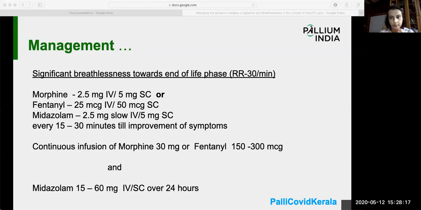This can be repeated every 15 to 30 minutes till the situation or condition improves. Or you can give a bolus dose and then start a continuous infusion: morphine 30 milligram or fentanyl 150 to 300 microgram, and midazolam 15 to 60 milligram IV or subcut over 24 hours. Again, the dosage is given to act as a guide to the physicians.